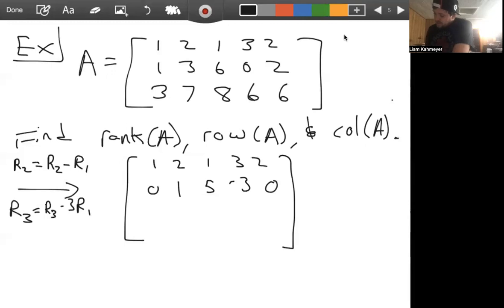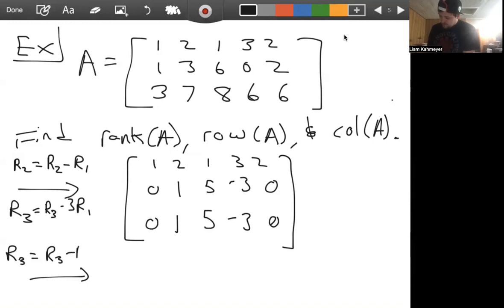For row 3, we have 3 minus 3 is 0, 7 minus 6 is 1, 8 minus 3 is 5, 6 minus 9 is -3, and then 6 minus 6 is 0. Here we notice that row 2 equals row 3. So let's say row 3 is equal to row 3 minus row 2. This gives us the matrix 1, 2, 1, 3, 2, then 0, 1, 5, -3, 0, and then 0, 0, 0, 0, 0.